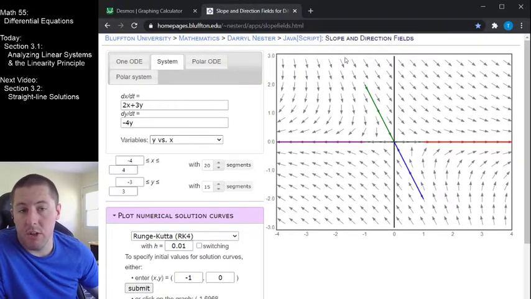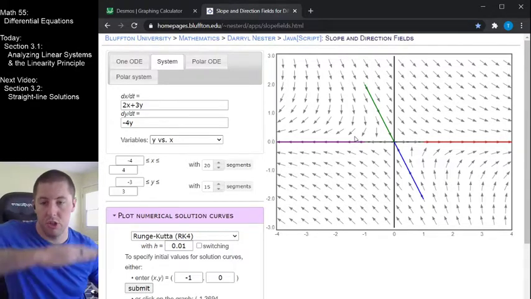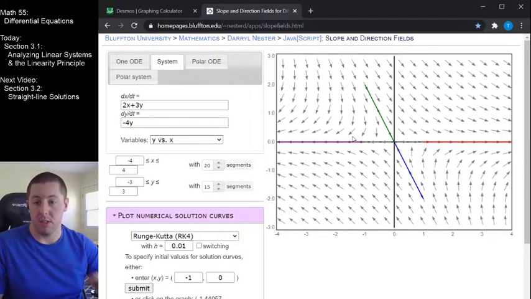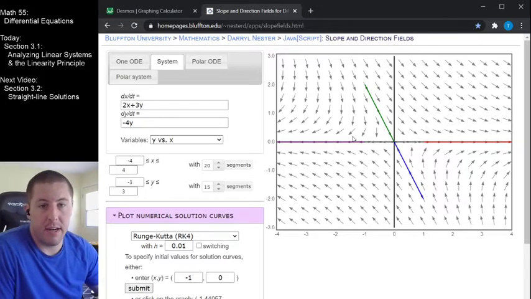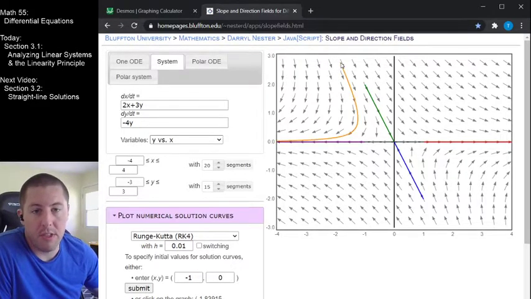So I'm seeing here that it looks like there is a straight line solution that's a horizontal line. I'm seeing a straight line solution that's this diagonal line. And what I'm seeing is that there are no other solutions out here in space that are also doing the same thing.